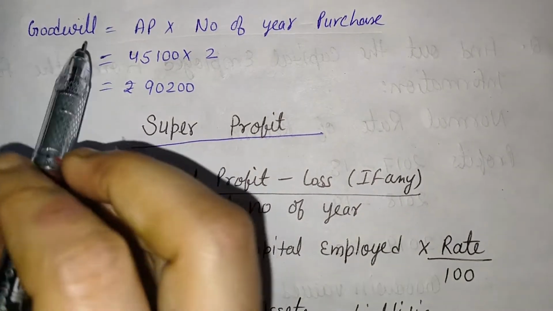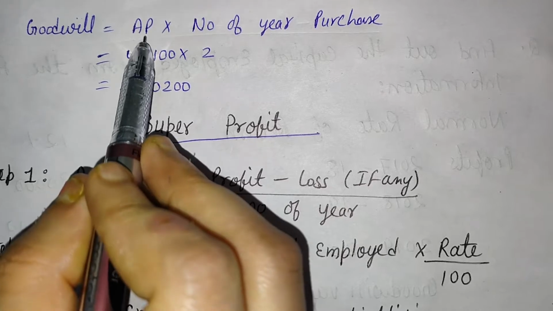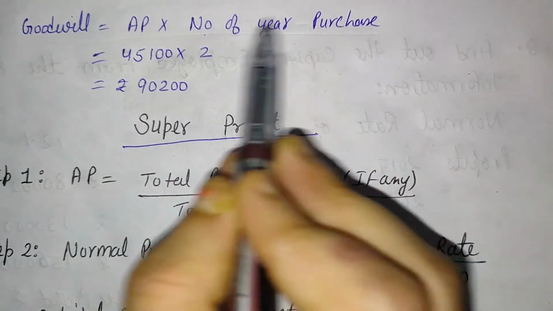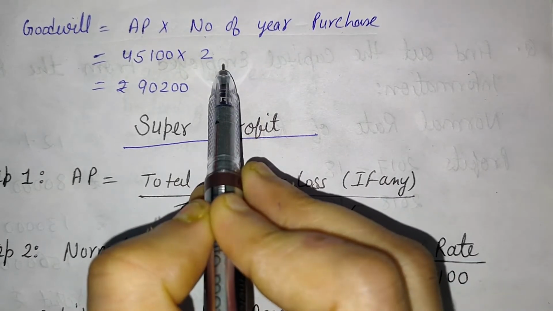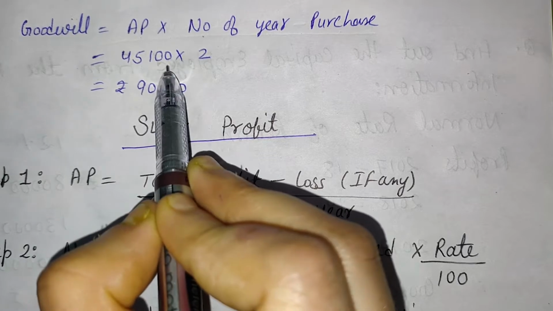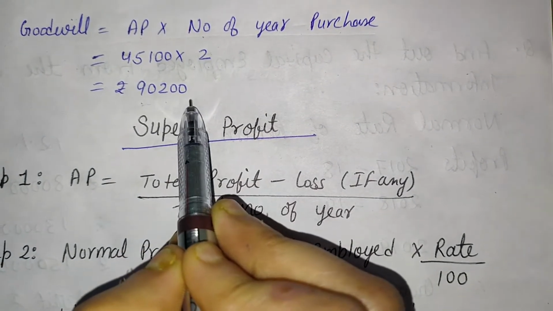Now, the second step, that is goodwill. The formula of goodwill is average profit multiply number of years purchase. That number of years purchase is given in the question, that is 2 years, and average profit we had already calculated, that is 45,100. After solving this, we are getting 90,200.